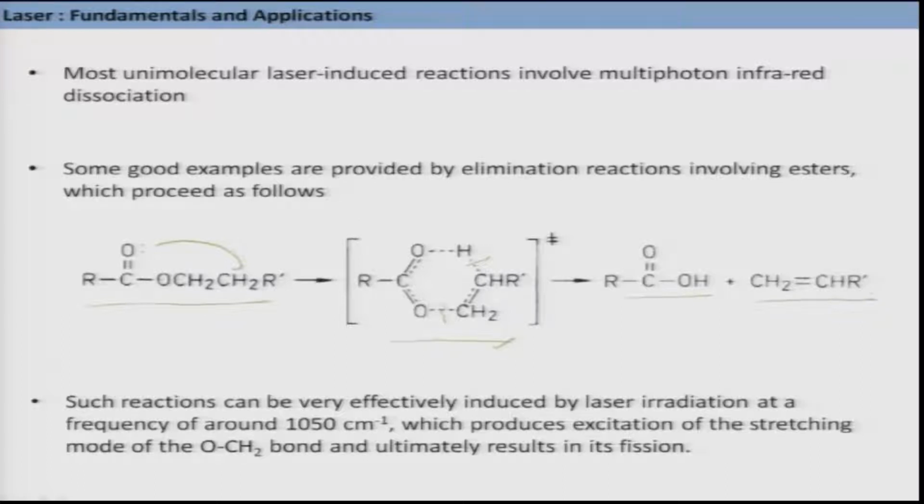Now, such reactions can be very effectively induced by a laser frequency of around 1050 centimeter inverse, which produces excitation of the stretching mode of the OCH2 bond. So, CO stretching, that is specifically this bond I am talking about. So, it excites this one.